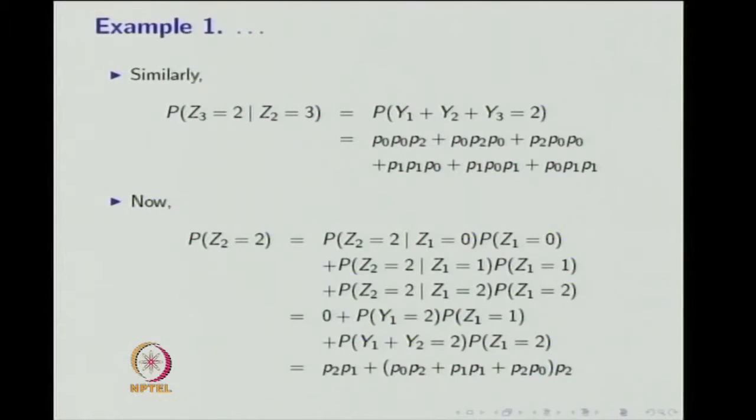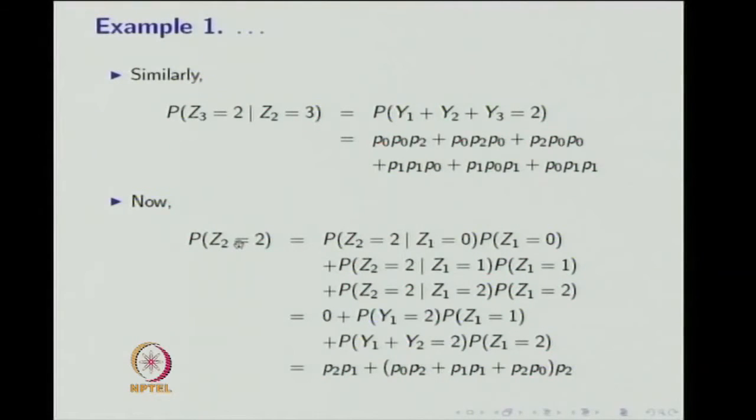Similarly, one can find the probability of Z3 equal to 2 given Z2 equal to 3. That is possible when Y1 plus Y2 plus Y3 is equal to 2. So for the probability of Y1 plus Y2 plus Y3 equal to 2, we have 6 possibilities. Substitute the values of P0, P1, P2, and you will get the numerical value of this conditional probability.